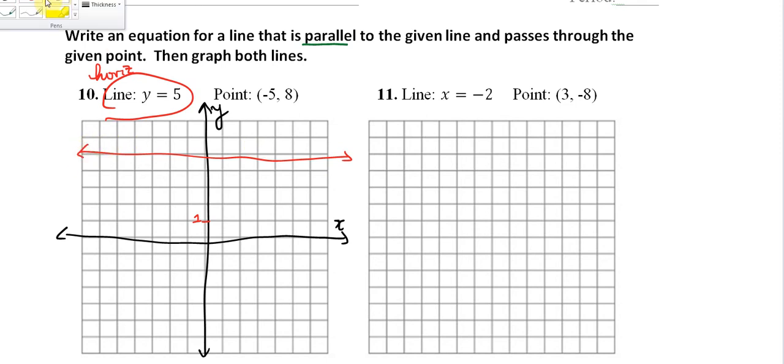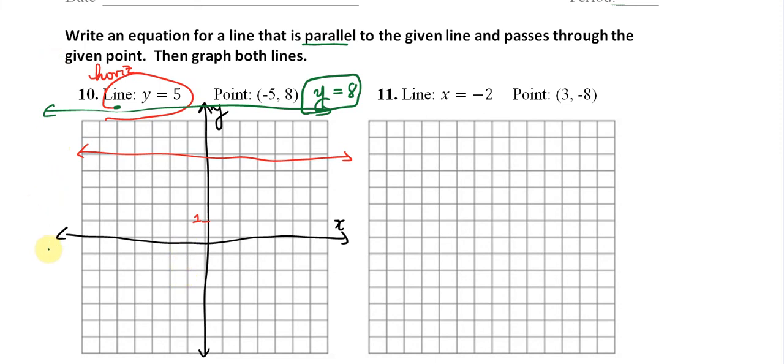And the line that we're looking for is parallel to that, so it must also be a horizontal line. And it's going to go through (-5, 8). So (-5, 8) is like back here somewhere. 1, 2, 3, 4. It's like here. And the line that we're looking for is this one that's going to go through there. So the equation of this line is going to be y equals 8. That's that green line there.